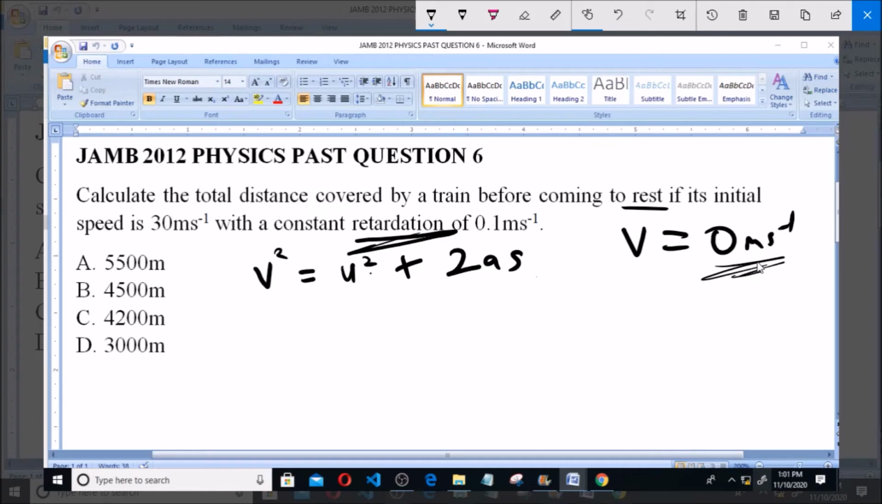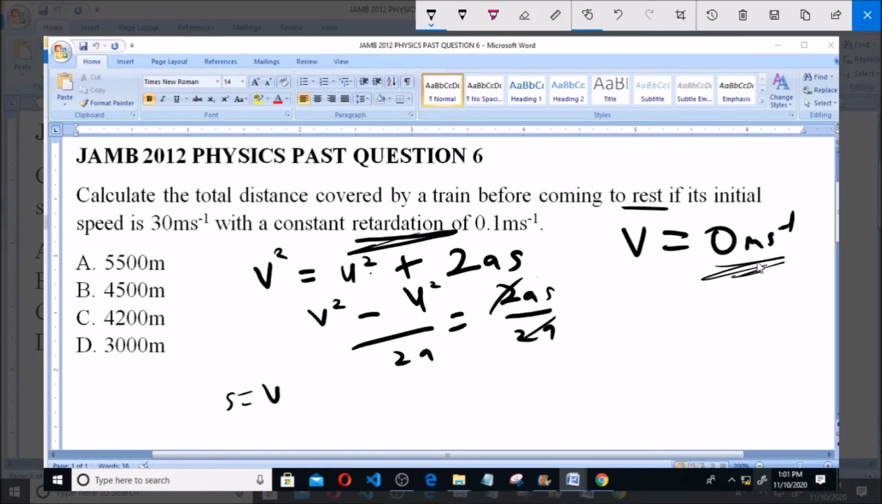So let's make s, which we are looking for, the subject of the formula. v squared minus u squared equals 2as, so dividing both sides by 2a, s will be equal to v squared minus u squared over 2a. Now remember, we said v is 0, so that means s will be equal to minus u squared over 2a.